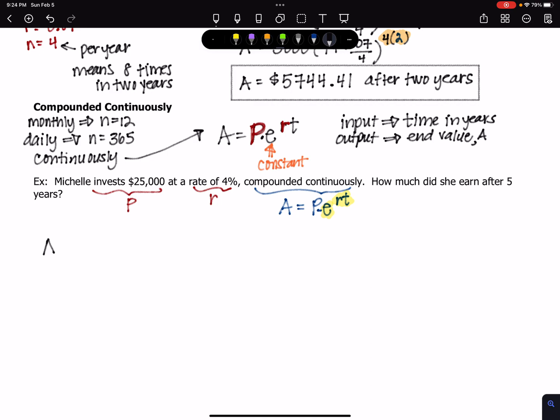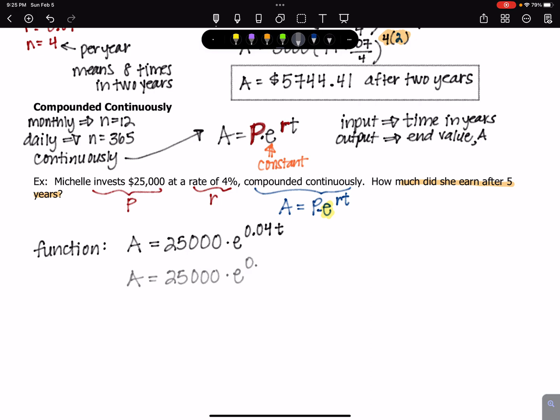So we'll have our function. Let's talk about our function. The function is going to be the output A equals 25,000 times e raised to the 0.04t power. And I put a little hook on the bottom of my t so it doesn't look like a plus sign. Now they ask how much did she earn after 5 years? So that's where we put in the value of 5 for t: e raised to the 0.04 times 5 power.